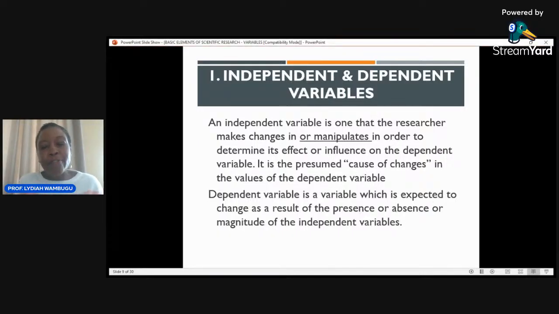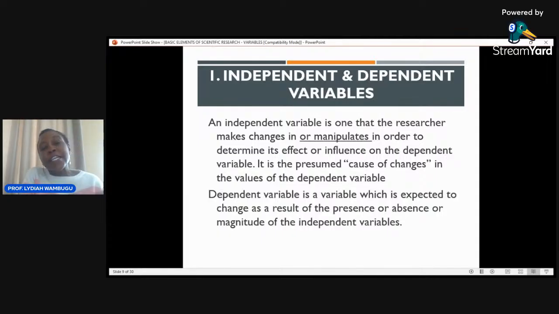So the IV is the variable that the researcher manipulates. By manipulation in research, we mean making changes to it. Once you manipulate the IV, you see it change on the DV. So there will be a change on the DV. And we are saying you are able to see the change on the DV because of manipulating the IV.